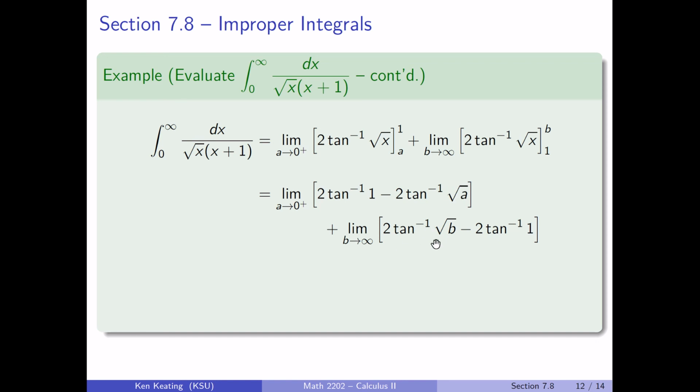Tangent inverse of infinity, so to speak, that's pi over 2. And of course, we already talked about tangent inverse of 1, that's pi over 4. So plugging all of these things in, we see that we get 2 times pi over 4 minus 2 times 0 plus 2 times pi over 2 minus 2 times pi over 4. All of this simplifies out, and our answer is pi. So this integral converges.